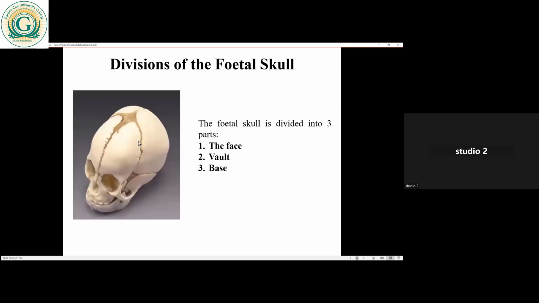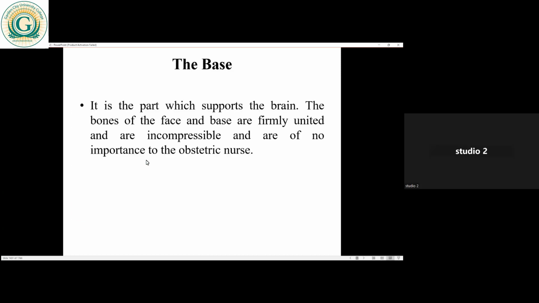Look at the sutures. These lines are the sutures. This bone is separated from this bone. Another suture is behind. So take note of that. We call them sutures.